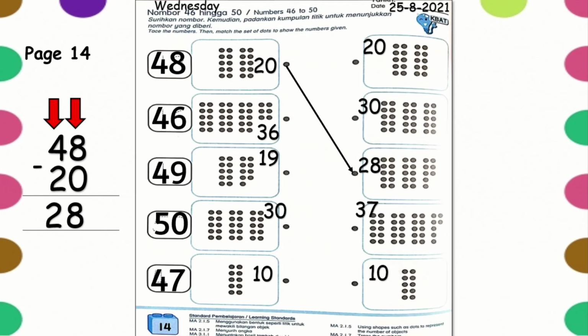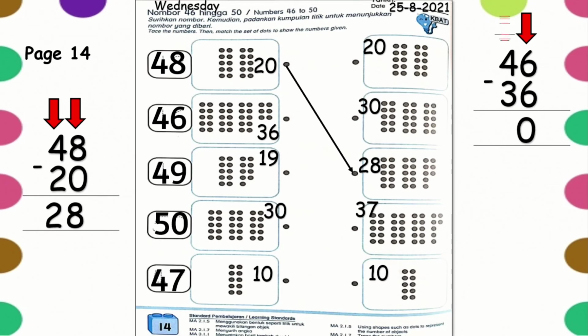So you have to find out how many more you need to make it 46. So again we are going to minus. 46 minus 36. Let's start with the ones first. 6 minus 6. Everything is gone, so it's 0. And after that, 4 minus 3 is 1. So the answer is 1. Can you find 10 there? 46 minus 36 is 10. Very good.